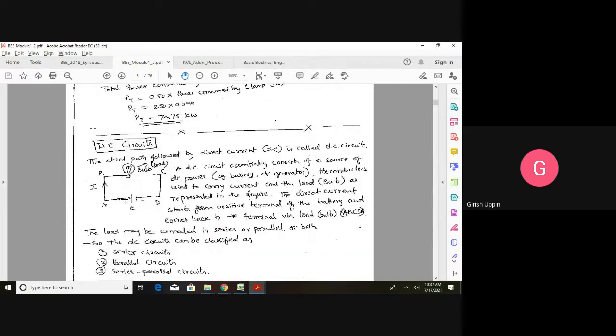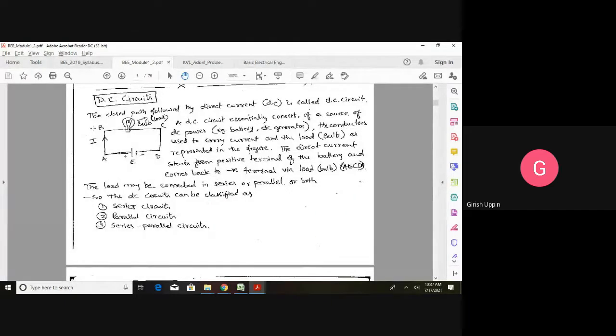Now, what is a DC circuit? In a simple DC circuit, we will have a load. The load could be anything, bulb, fan, or anything. In case of a DC circuit, basically it will act as a resistor and it is connected to a DC source.